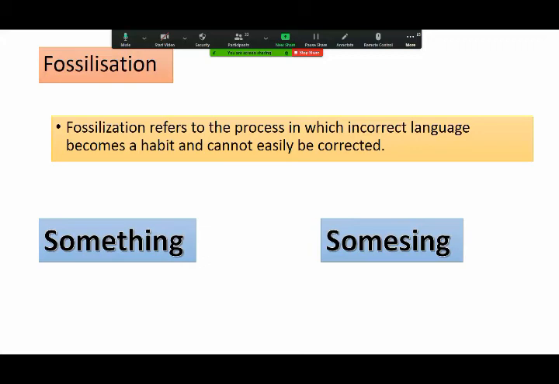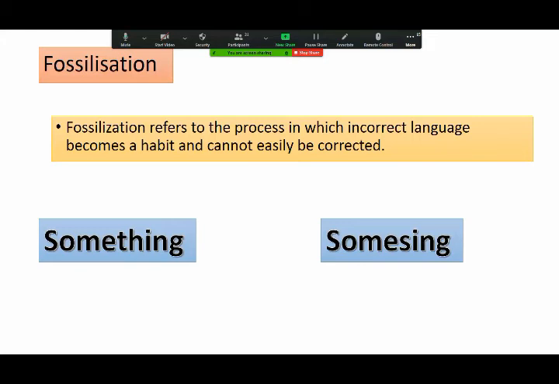So when he tries to say it correctly in class, but after we finish the class and he tries to speak, he will say it with the "s" sound because of fossilization. That's what I mean. These are fossilized errors which are difficult to correct. And this sometimes happens with us too. We try to say "something," and when you don't pay attention, you may say it with that other sound.